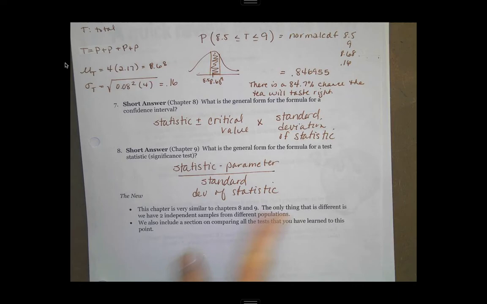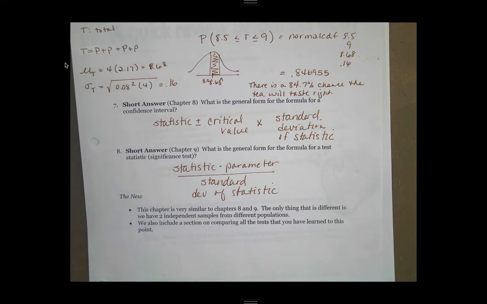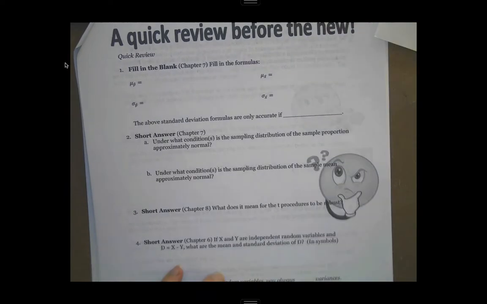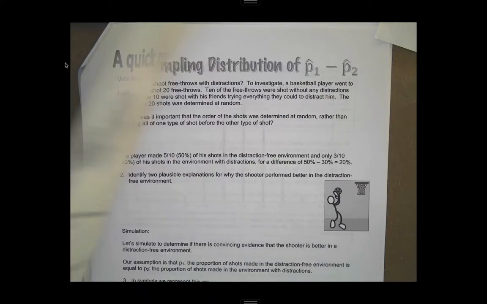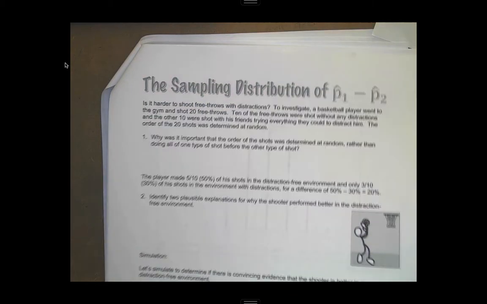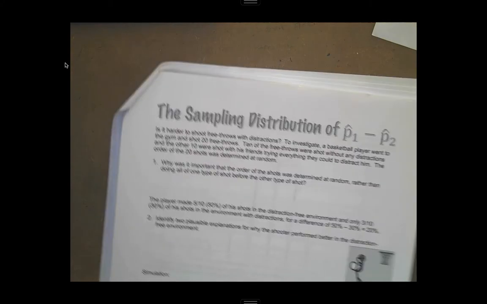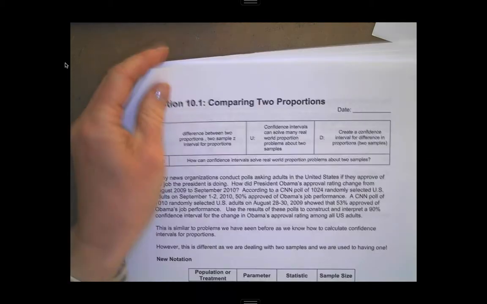The only thing that's different is that we have 2 independent samples from different populations. We also have a section in here on comparing tests that you've learned to this point. Okay. I have to skip this activity here. It's probably too hard to do remotely, so we're skipping it.